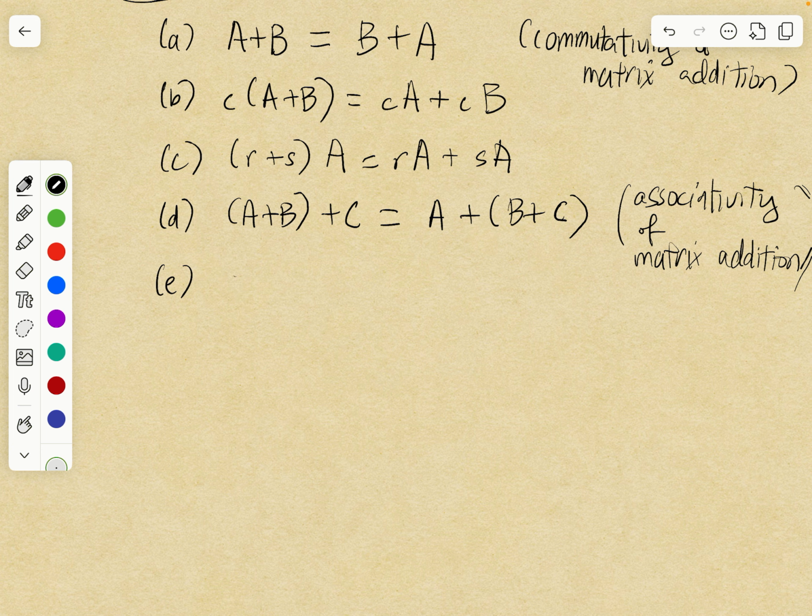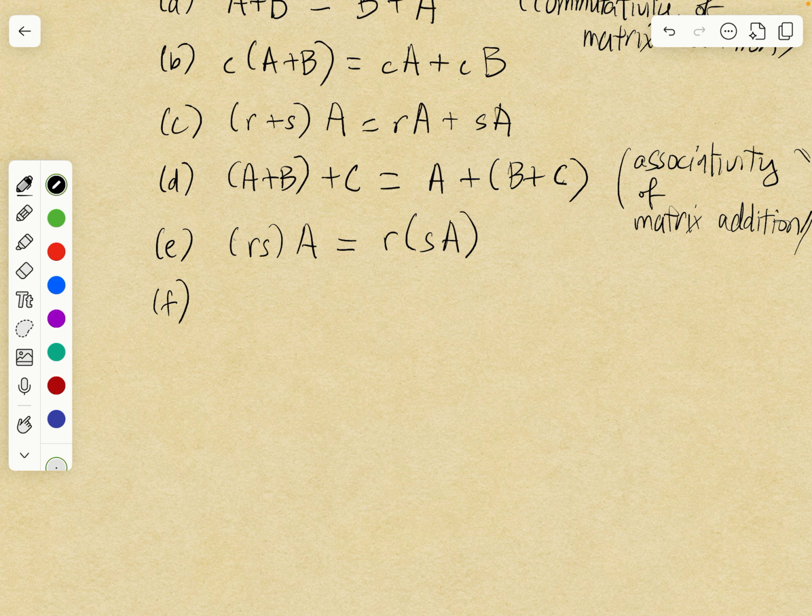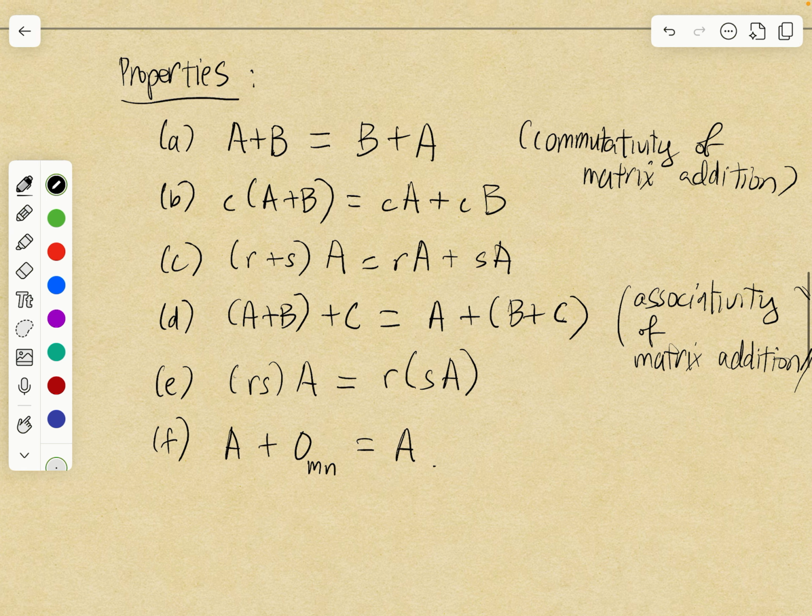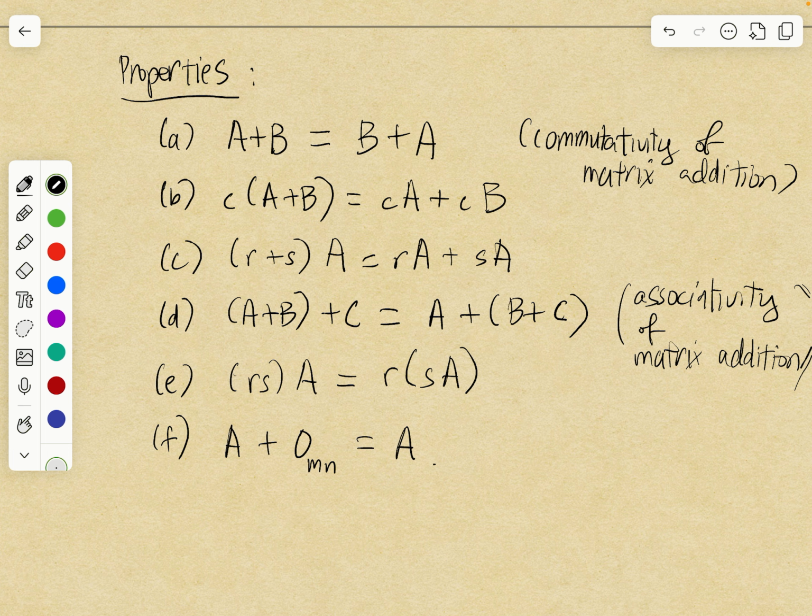And another property is if you have two constants, R and S, you multiply them and then multiply by A, that's the same as taking R and then scaling the matrix SA. And then part F is if you take any matrix and add the 0 matrix, then you just get A. Well, that's really obvious, right? Because you're just adding 0 to all the entries in A. Of course, you're not going to change the matrix. So I just wanted to write them down, but they're all essentially obvious. They're just apparent from the way that you add matrices.